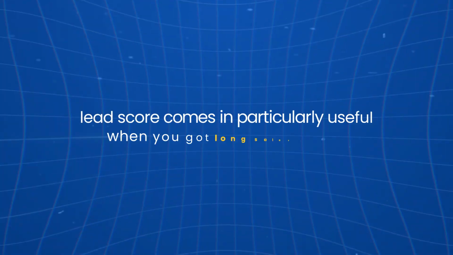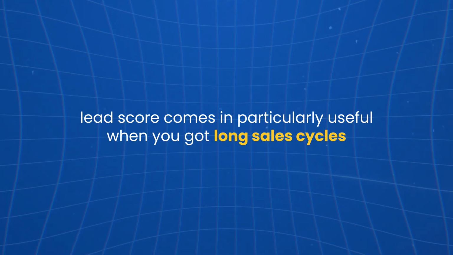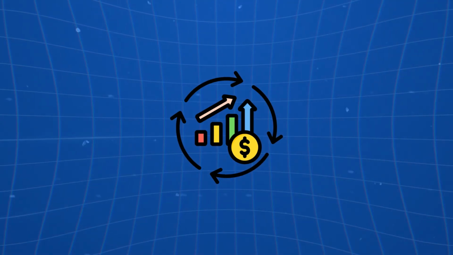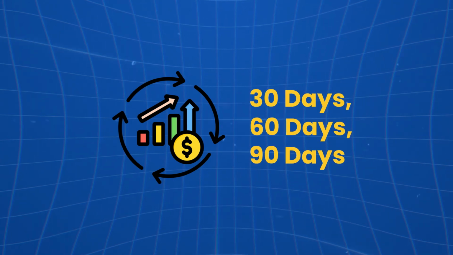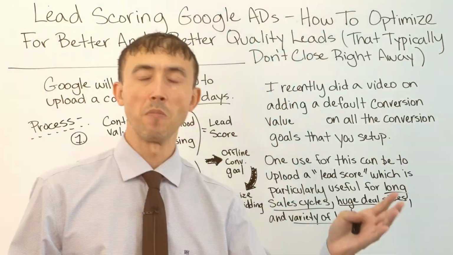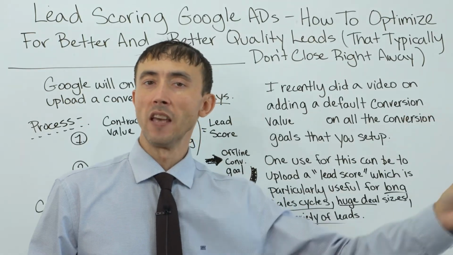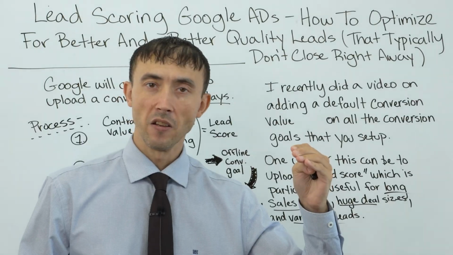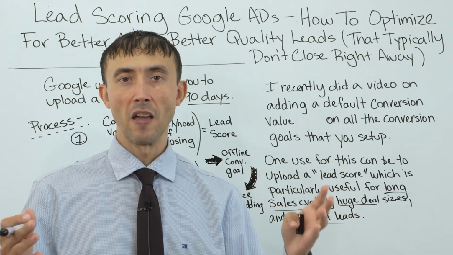And that lead score comes in particularly useful when you've got long sales cycles, for one, sales cycles that go beyond the typical amount of time that it takes to close a sale, 30 days, 60 to 90 days, or you use it when you have huge deal sizes, which is basically one and the same, because the bigger the average ticket, the longer the average sales cycle length, or length of time it takes to close a sale on average. And then you want to, first of all, there's a limit on how long you can upload a sales event to your account.